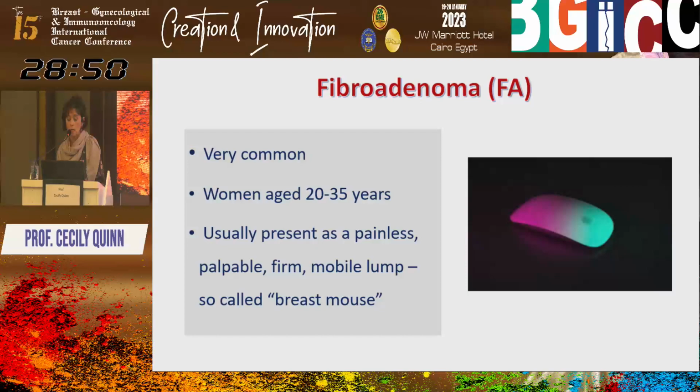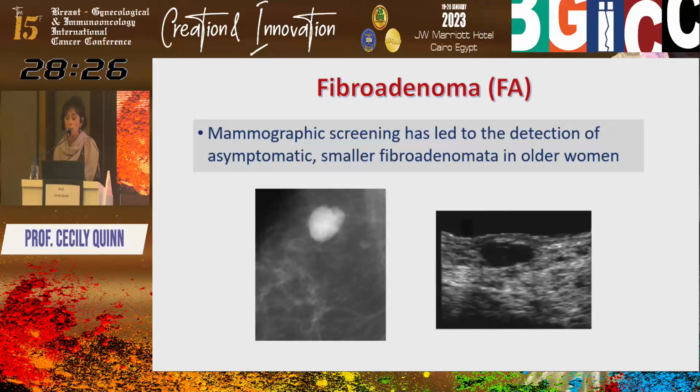They usually occur in women between 20 and 35 years, presenting as a painless, palpable, firm, mobile lump. They used to be called, when I was a medical student, a breast mouse. I don't like mice, so I used a modern version to illustrate. This is because when you try to palpate them, they dart away from under your fingers, unlike something malignant. However, despite the fact that they're more common in young women, we have all seen that mammographic screening has led to the detection of asymptomatic, smaller fibroadenoma in older women.